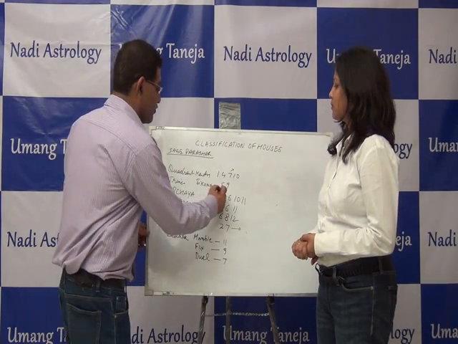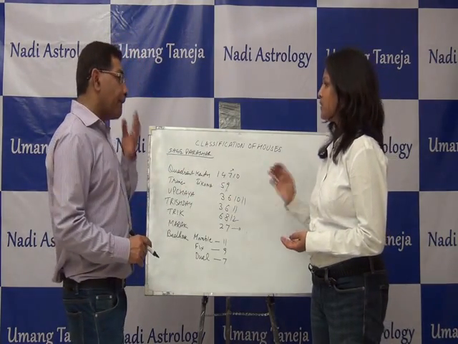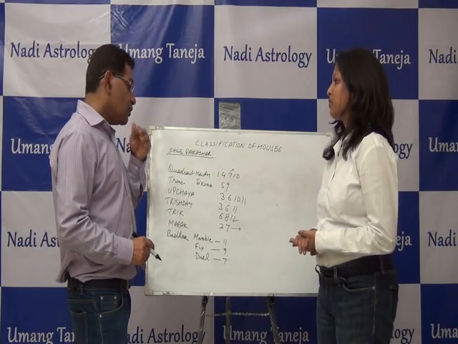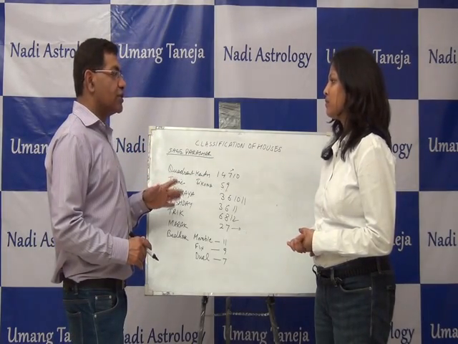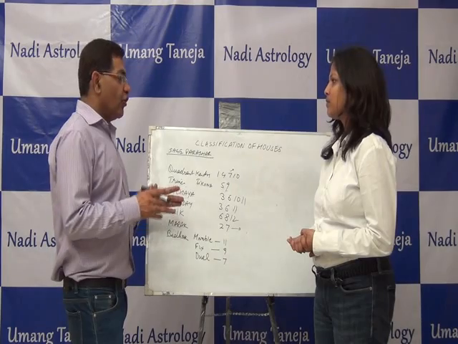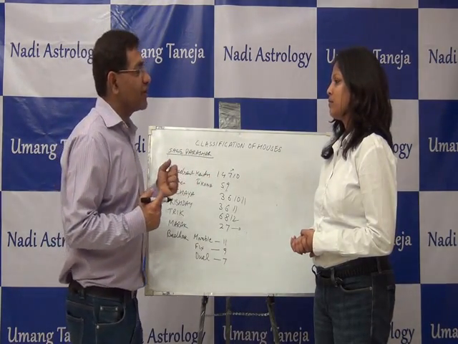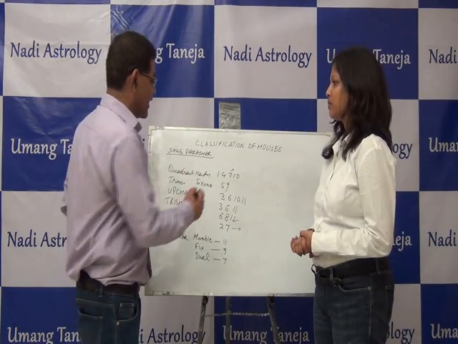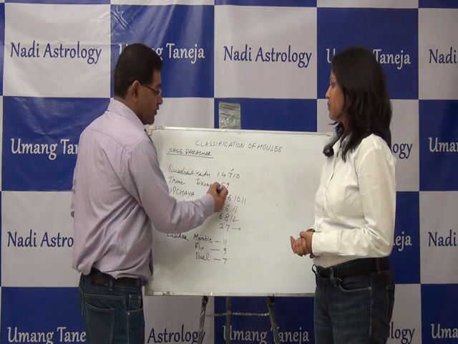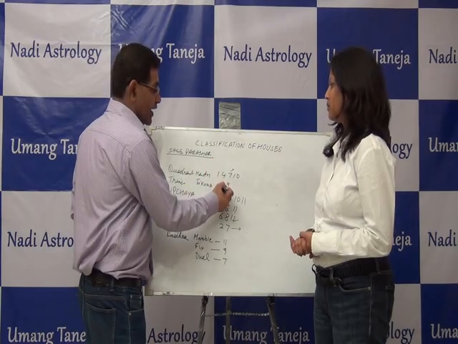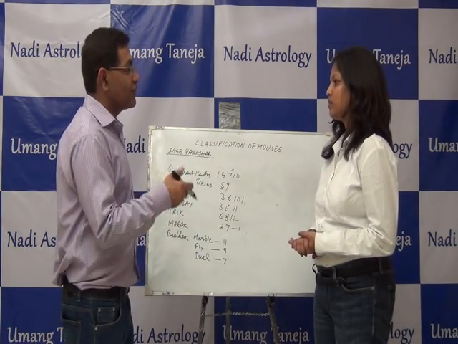Spirituality comes from the fifth and ninth. They are known as Lakshmi Sthan. No, Lakshmi is not, for you and me. For sage Parashar it is Lakshmi. Fifth is intelligence. Fifth is spirituality. Ninth is religion. Ninth is fortune.